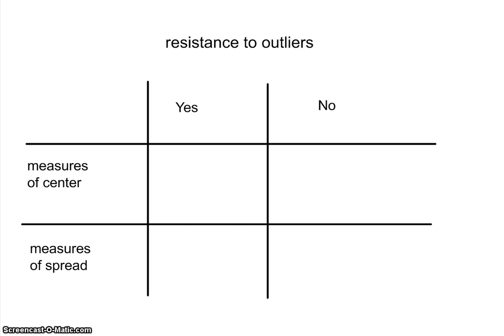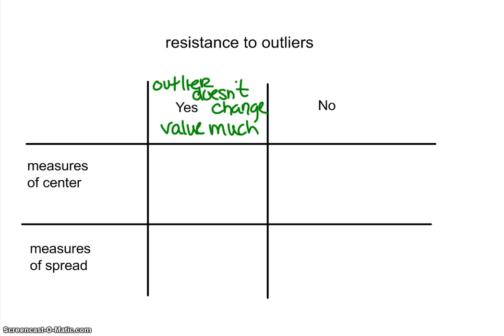All right, another thing, reminder, resistance to outliers. If something is resistant, okay, the outlier doesn't change it much. Okay, it'll change it a little. Not resistant changes that value significantly.